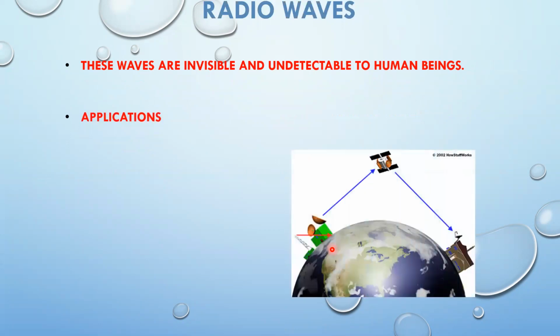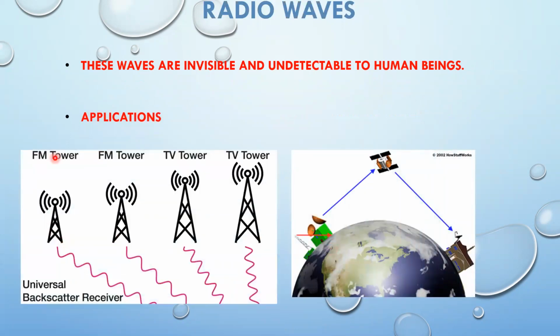Applications of the radio wave. Look, FM towers. Through these, the signals travel as waves. TV towers, and now radio and TV broadcastings. This is the station of the radio or TV broadcasting, this is your home, and this is the satellite. Radio and TV broadcast stations send the signals, and the satellite catches the signals and sends them to the home. Clear?